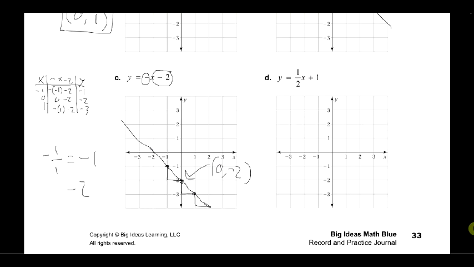Last thing I want you guys to do here is to graph D on your own, but I want you to look at what number is next to x. That might be the slope. And what number is being added or subtracted to x. That might be where it crosses the y-intercept. But I still need a line there with that slope and going through that point. You could always make a table.